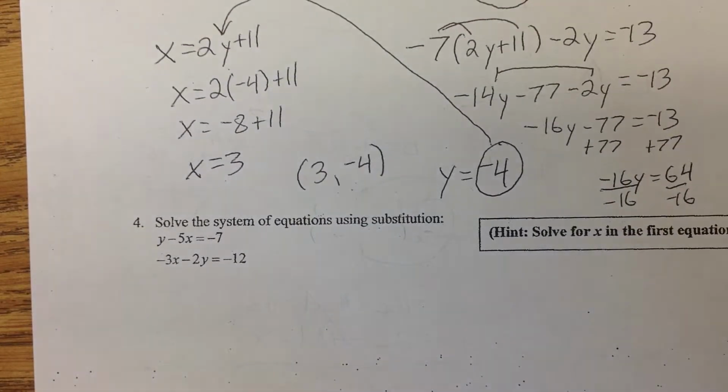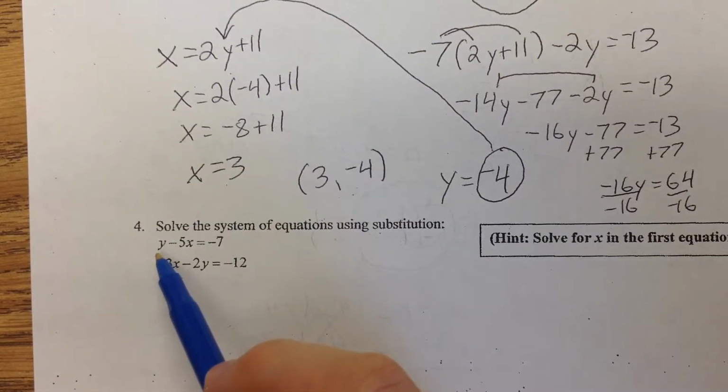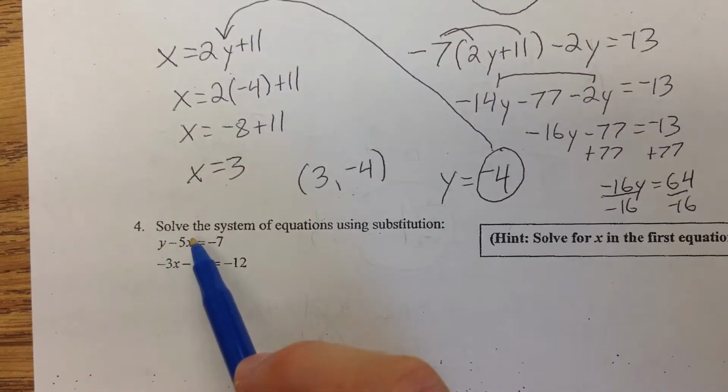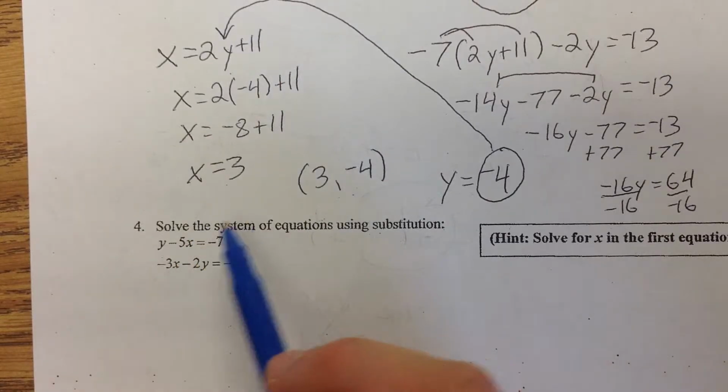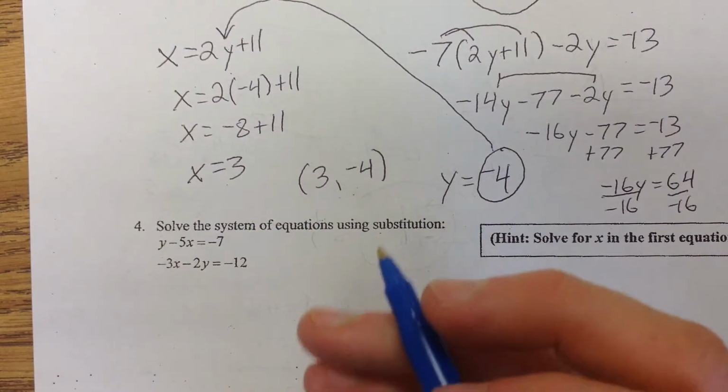4. Solve the system of equations using substitution. All right, so this one we were not as nice, because you can see that none of the letters are by themselves. We have a y next to a 5x. We have a negative 3x next to a negative 2y. So we have to get one of the letters by itself.